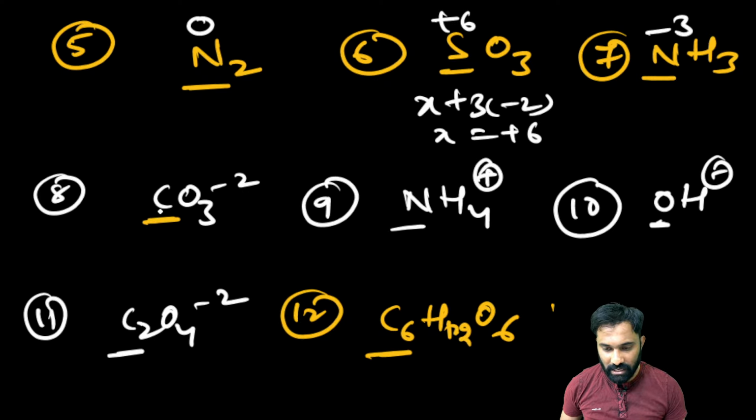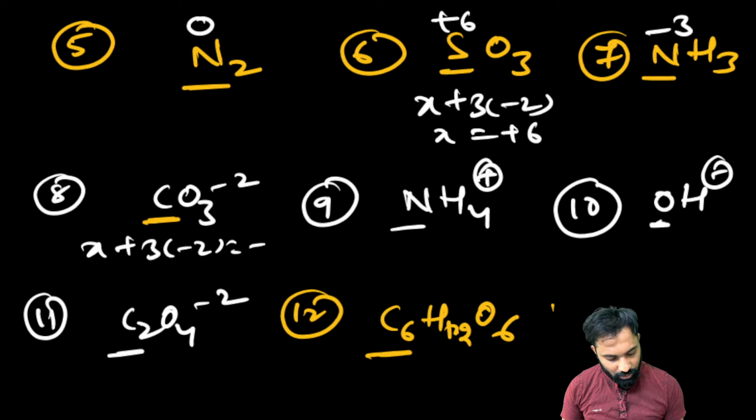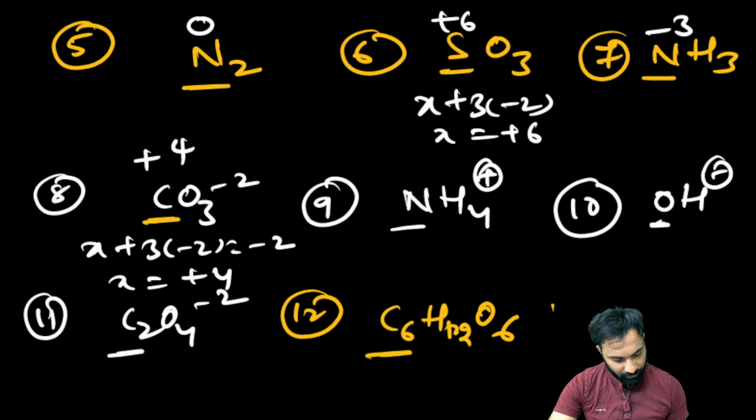Now in this carbonate ion, what is the carbon oxidation number? x plus 3 times minus 2 is equal to minus 2. If you send it over, x is equal to plus 4. Carbon oxidation number is plus 4. In the 9th, ammonium ion, it is a minus 3. 10th, oxygen oxidation number is minus 2.